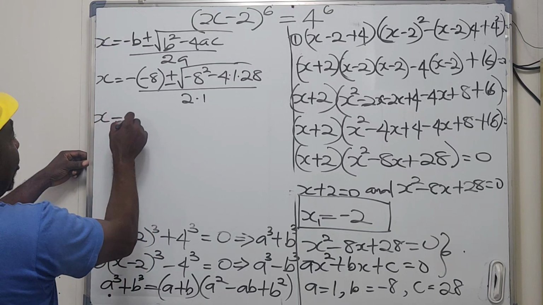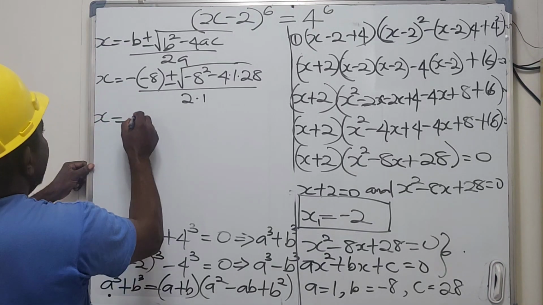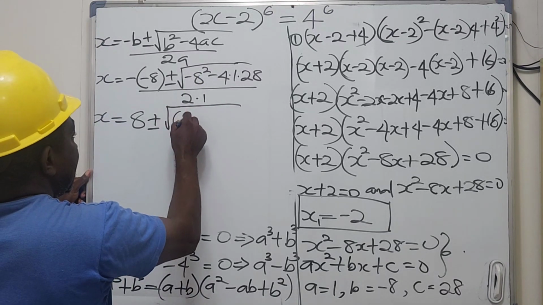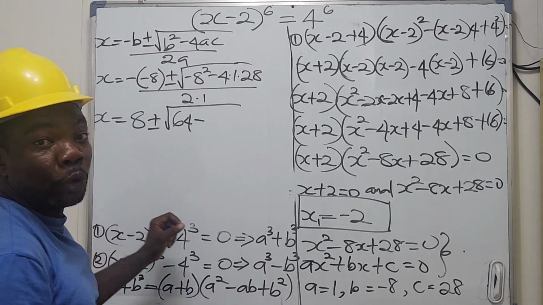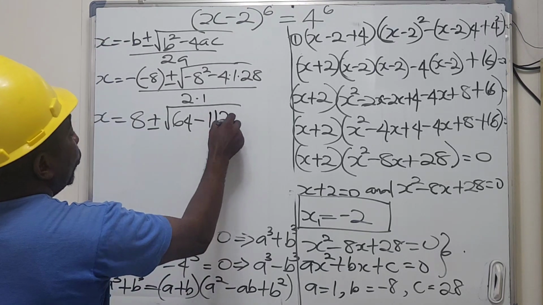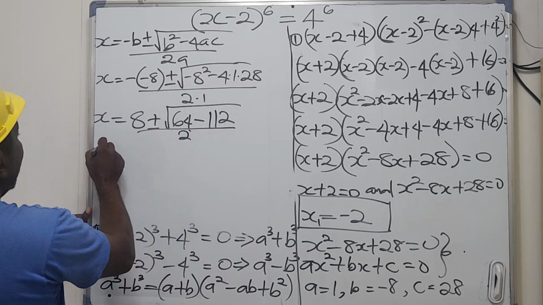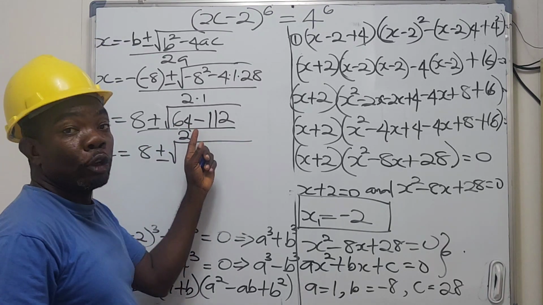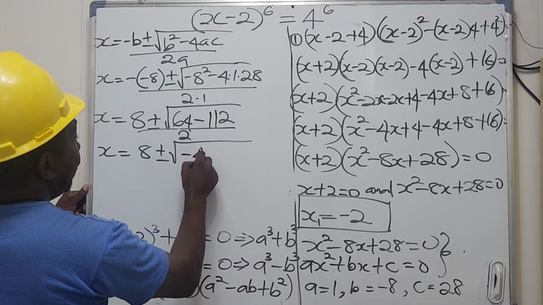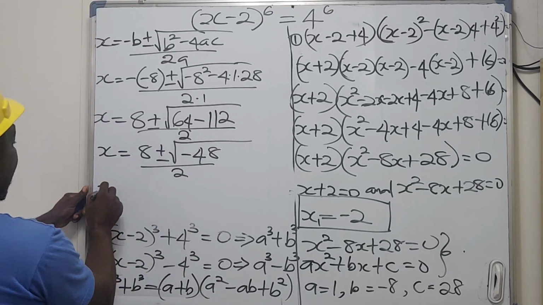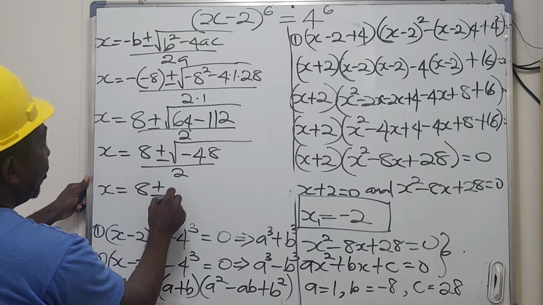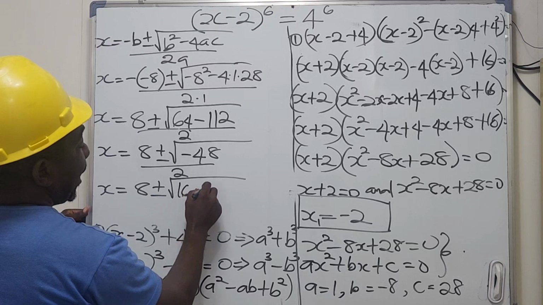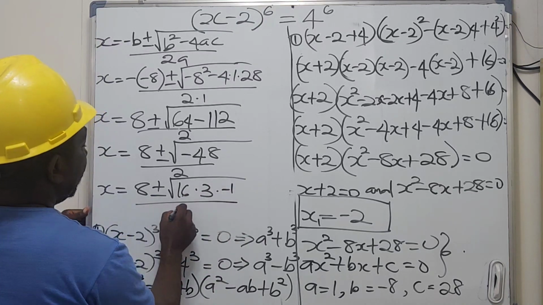So the value of x becomes minus times minus 8 will become 8 plus or minus square root of minus 8 to the power of 2 is 64 minus 4 times 28 is going to give us 112 all over 2. So this will become x equals to 8 plus or minus square root of 64 minus 112 will become minus 48 all over 2. So our value of x becomes 8 plus or minus square root of minus 48 is same thing as 16 times 3 times minus 1 all over 2.